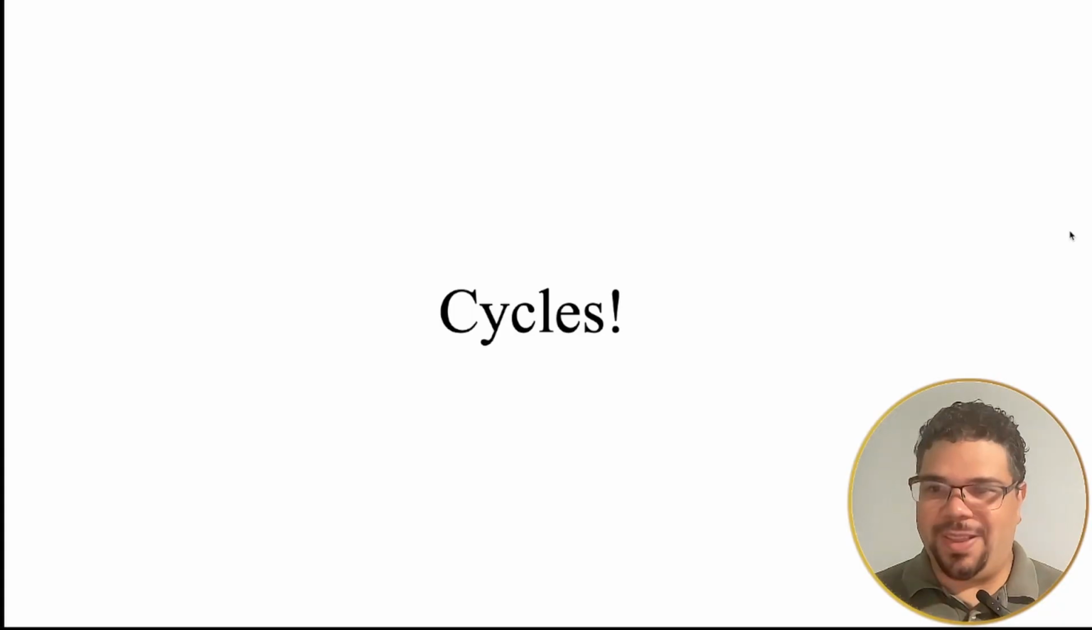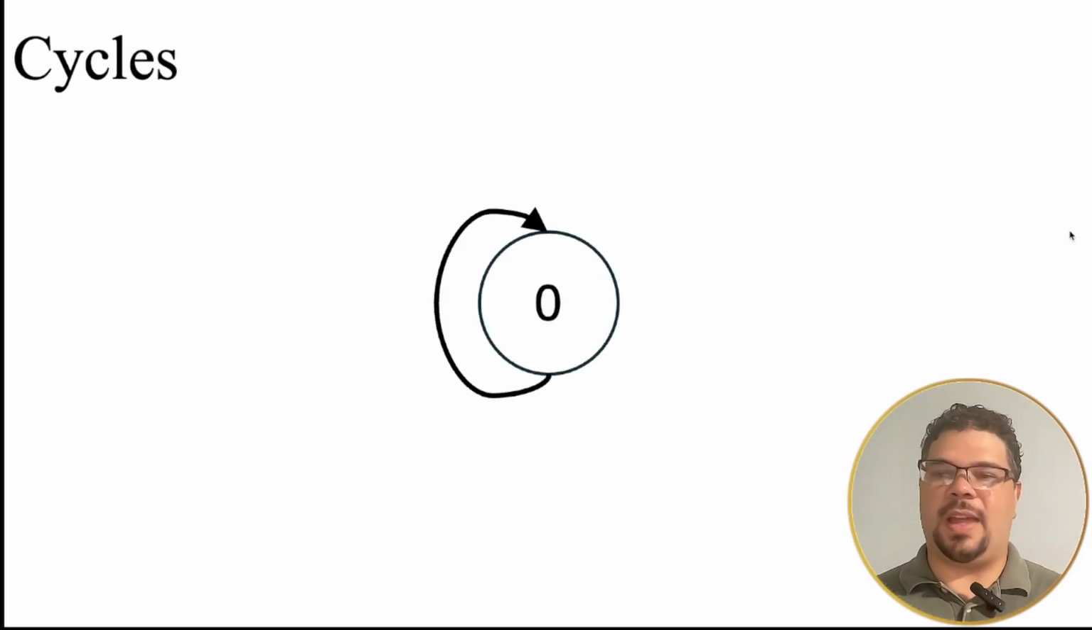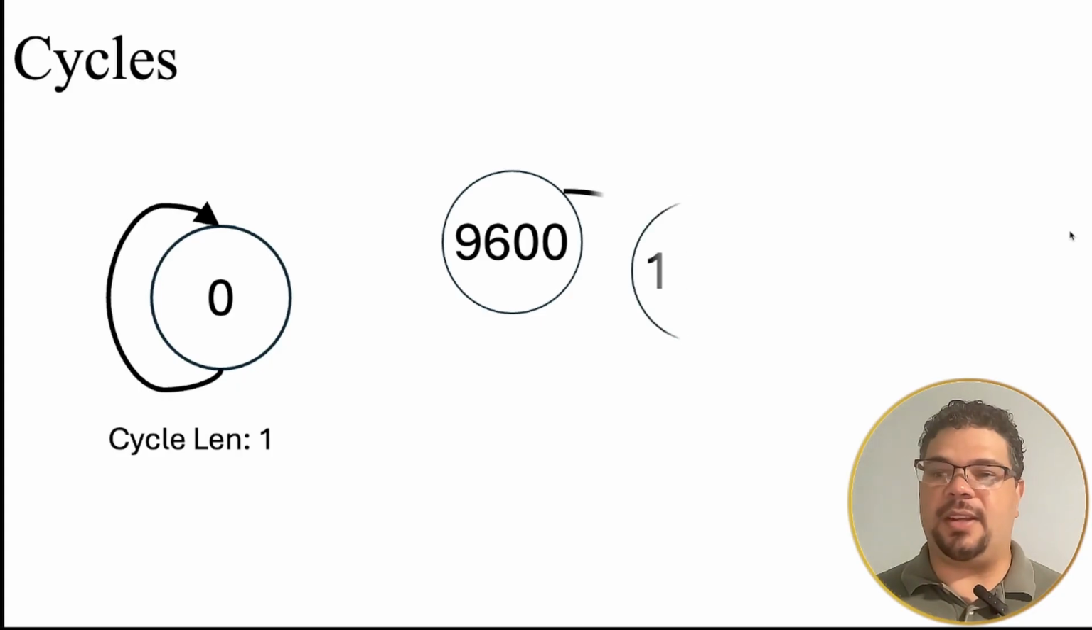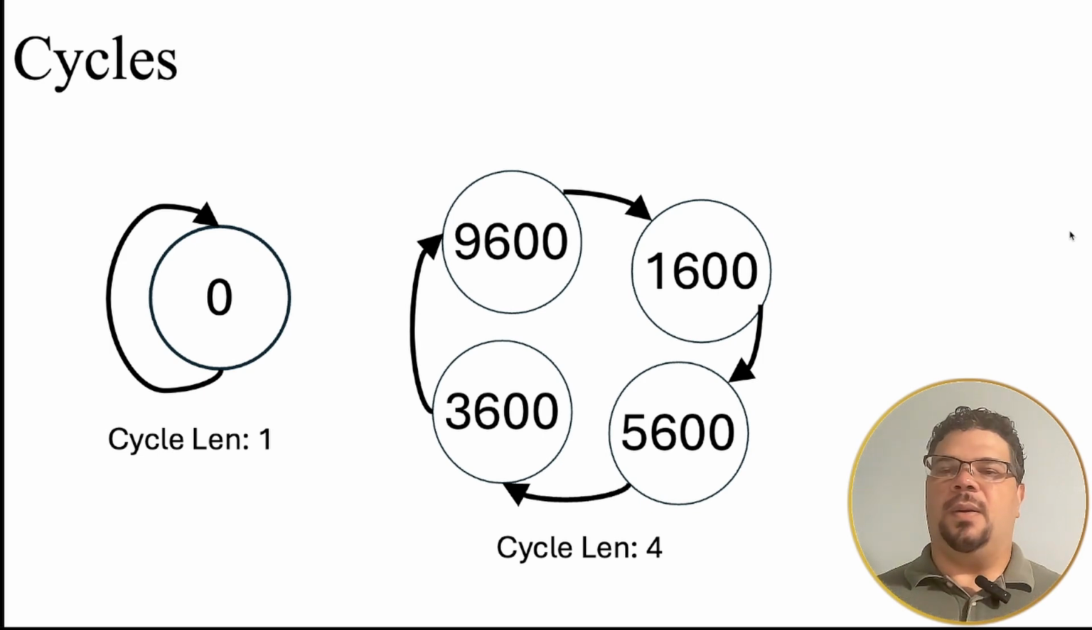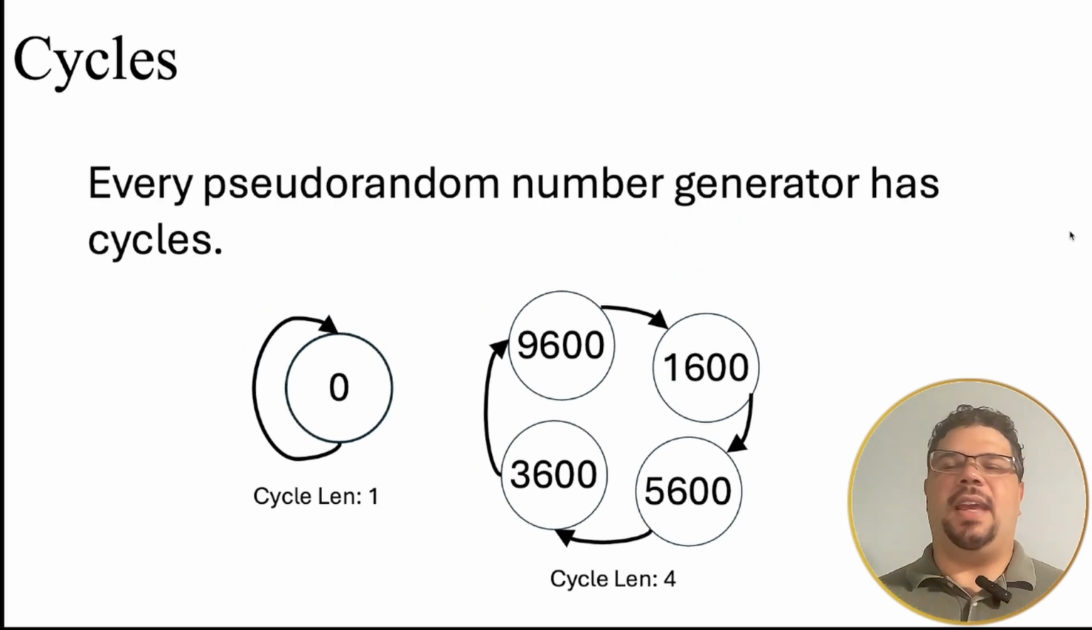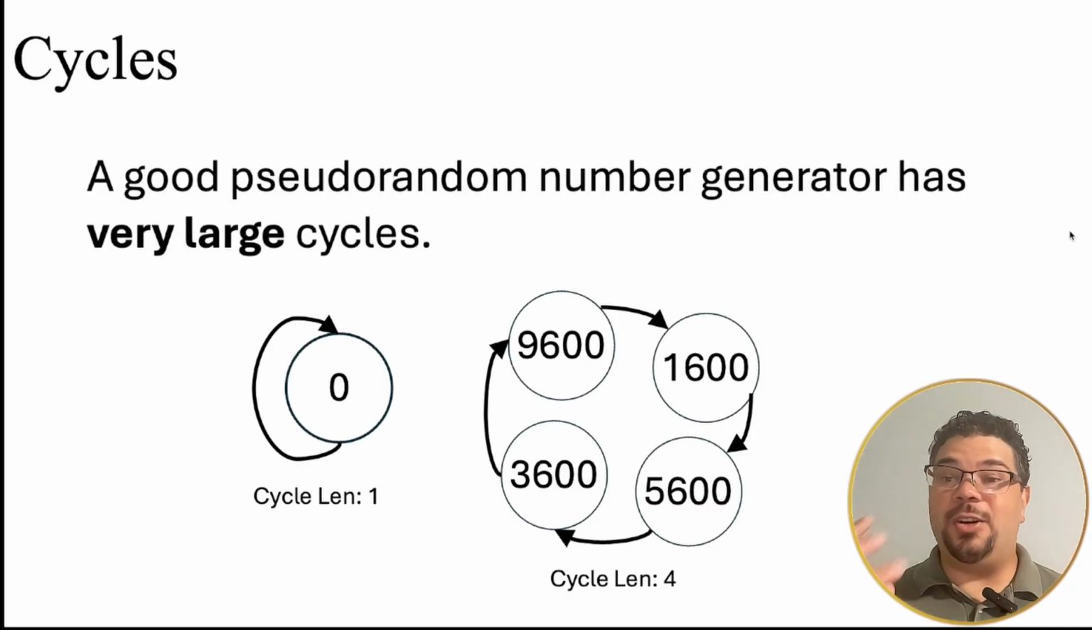We knew the numbers weren't really going to be random. They were pseudo-random. They're created by an algorithm. But we don't want to get the same 1 or 2 or 3 or 4 numbers again and again. When we had 0, 0 led back to 0, led back to 0. It's a cycle of just one number. When we had 9600, it led to 1600, then to 5600, then to 3600, and back to 9600. It's a cycle of 4. We can't avoid cycles. Every pseudo-random number generator of this form is going to have a cycle in some sense. A good pseudo-random number generator will have very large cycles that span many different numbers before it starts repeating.